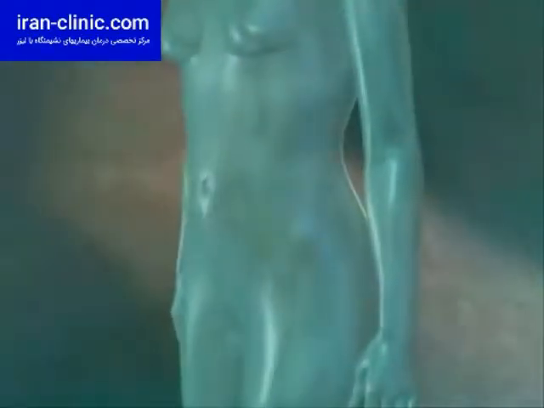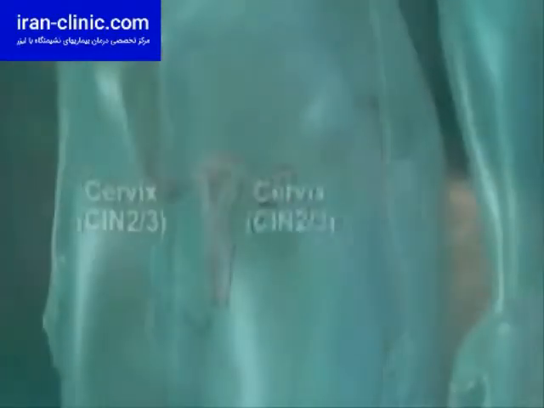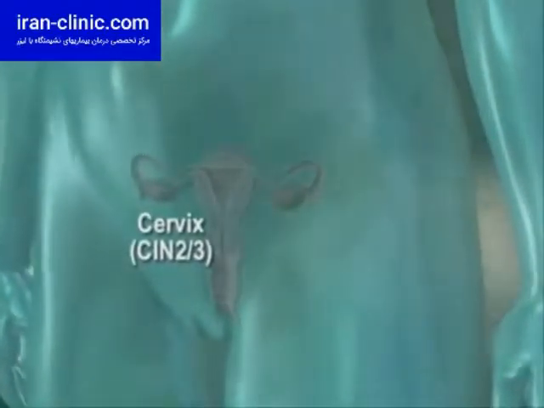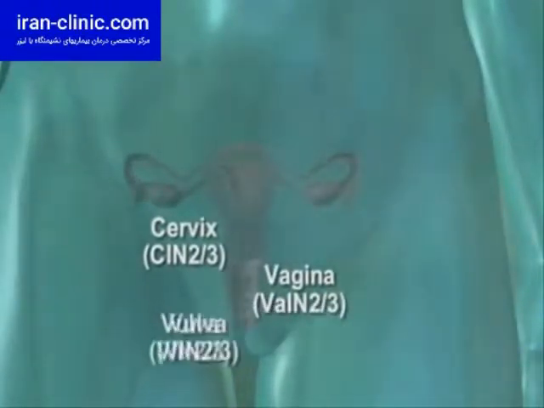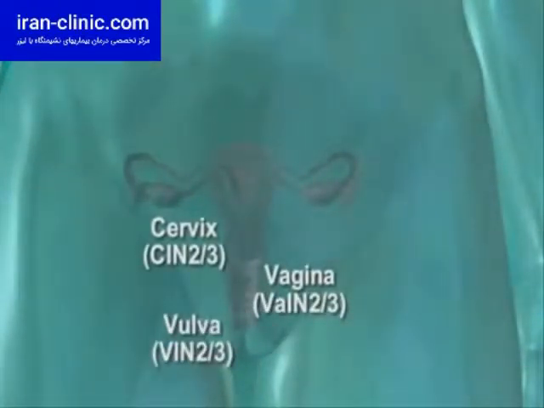High-grade lesions are mainly caused by high-risk or oncogenic types of HPV, which can lead to the development of precancers or cancers of the cervix, CIN 2/3, vagina, VAIN 2/3, and vulva, VIN 2/3.